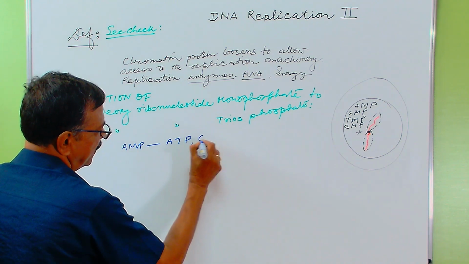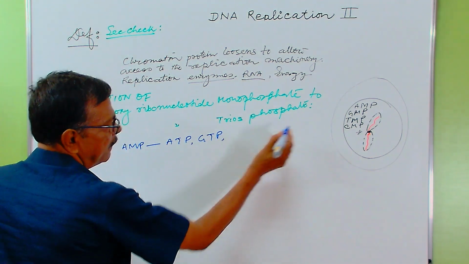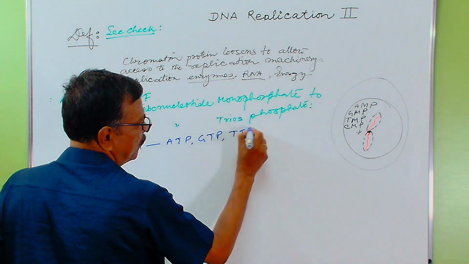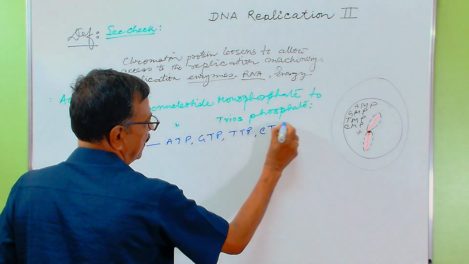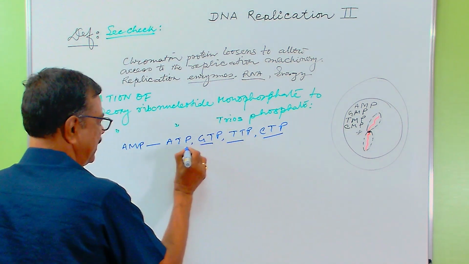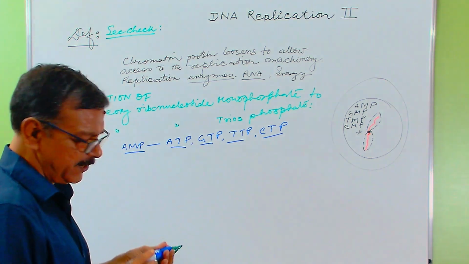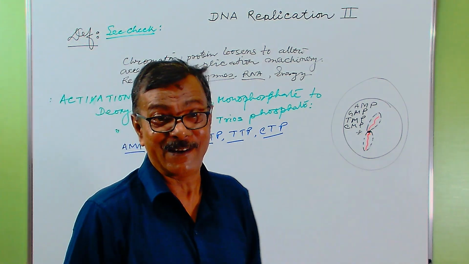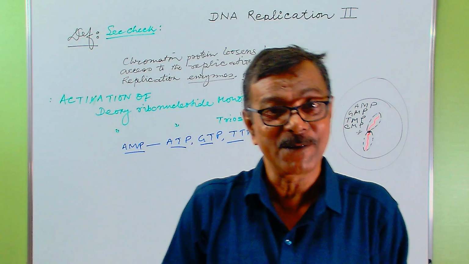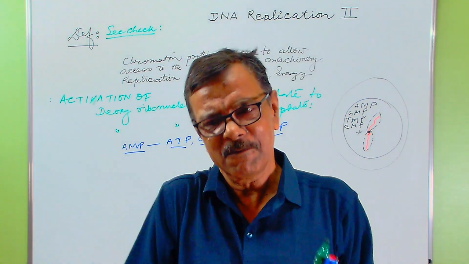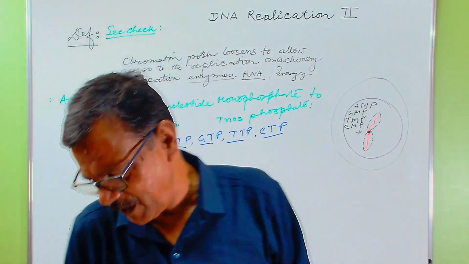Likewise, GTP will be produced, TTP will be produced, and CTP will be produced. That is, the replication machinery is now ready with energy. So power supply has been maintained. So there is a full power supply for replication of DNA.